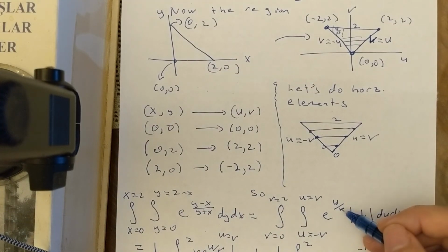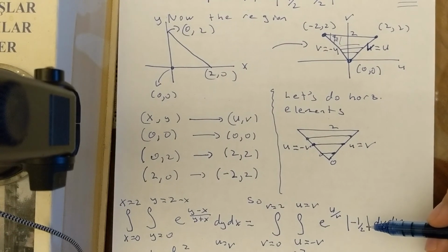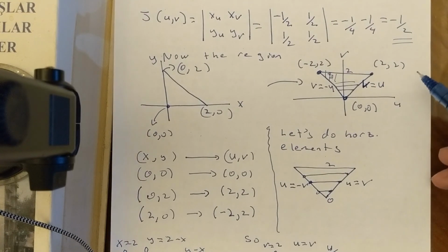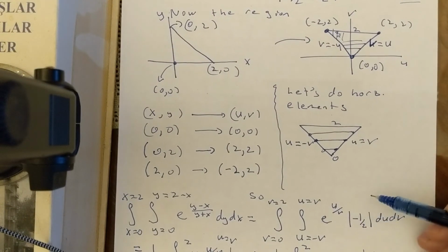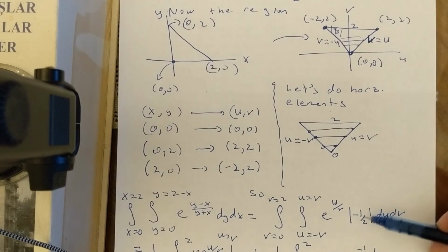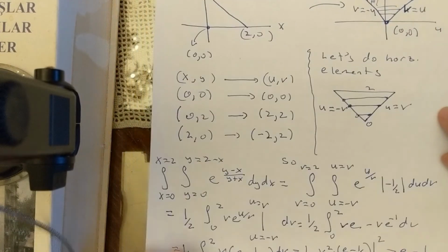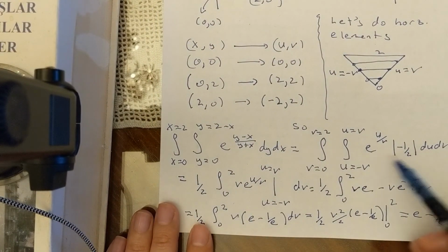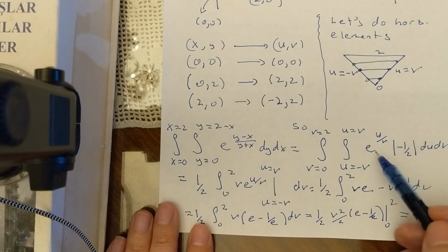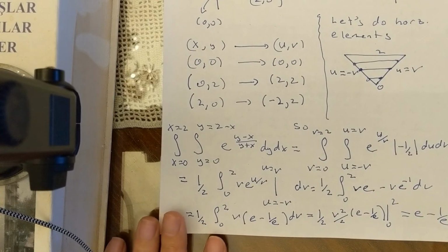e to the u over v. And I have to remember, we have to take the absolute value of the Jacobian. What was the Jacobian? Minus 1/2. So I'm not going to write minus 1/2, I'm going to write 1/2. Okay, absolute value of minus 1/2, which is 1/2, du dv. Okay, so now I pulled the 1/2 out, and if we integrate this, e to the u over v with respect to u, that's like doing e to the x with respect to x.